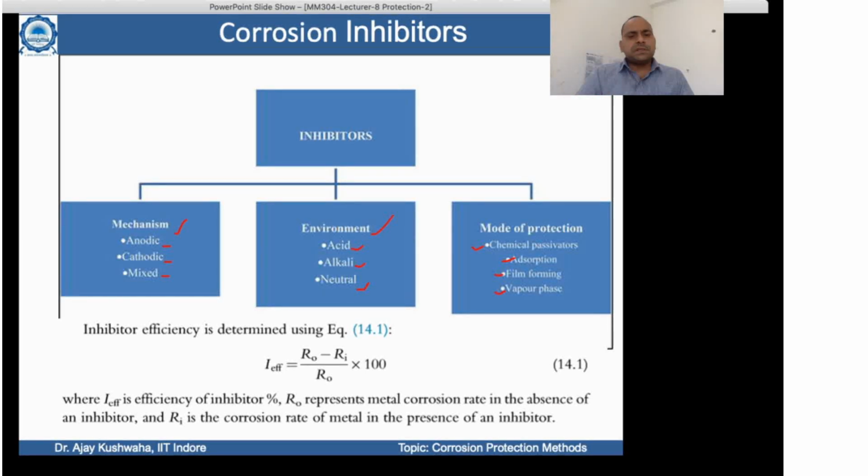How can we calculate the efficiency? Inhibitor efficiency is determined using the formula: I efficiency equals R0 minus Ri divided by R0, multiplied by 100, where I is the efficiency and R0 represents the metal corrosion rate in the absence of inhibitor, so without adding inhibitor. And when you add the inhibitor, the rate of corrosion is known as Ri. By using this formula, we can calculate how efficient the inhibitor is, whether it is able to reduce the rate by 50%, 40%, 60%, 10%, depending. Based on this efficiency, we can say which is the best, most suitable inhibitor.